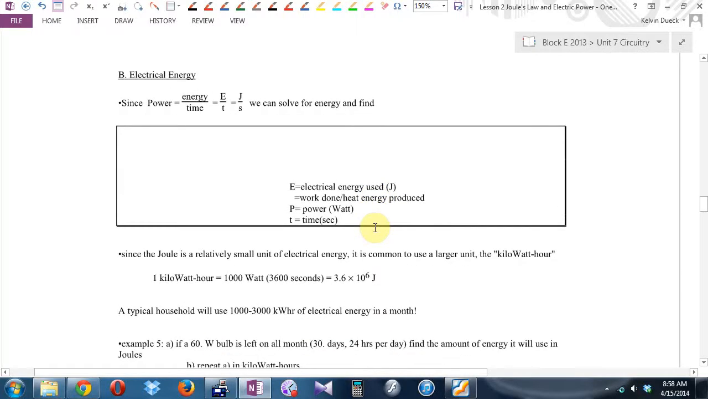Electrical energy. Since power is energy over time, we can solve for energy, and we can find that energy is going to be power times time. Specifically, electrical energy is electrical power times time.